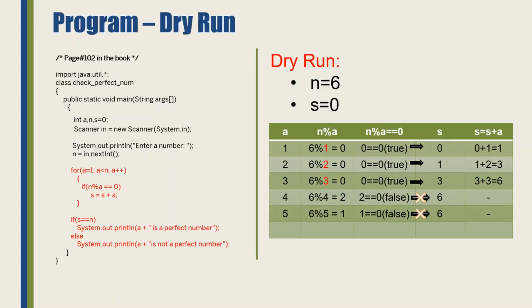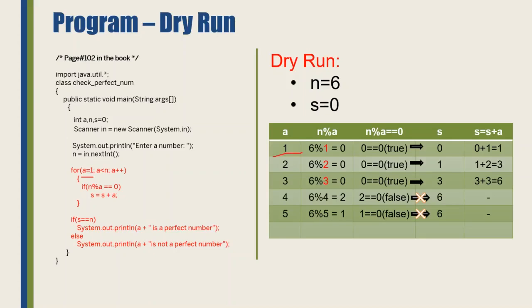On the left side, the red text is the real logic which is explained in the dry run. Please note that our input is number 6. The for loop begins from 1 and ends at 5. Let's look at the first iteration where a is equal to 1. Inside the for loop, we have the if statement.